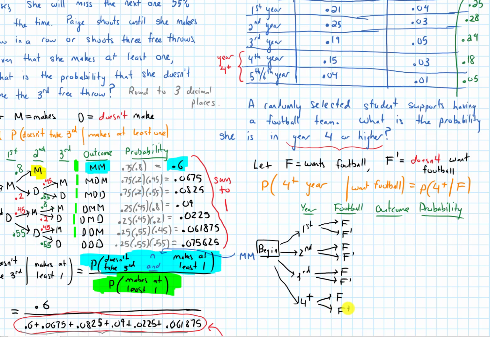Now let's write the outcomes. So I'm going to write this as 1 F complement, 2 F complement, 3 F complement, 4 F. Oh, sorry, this should be 4 plus F.